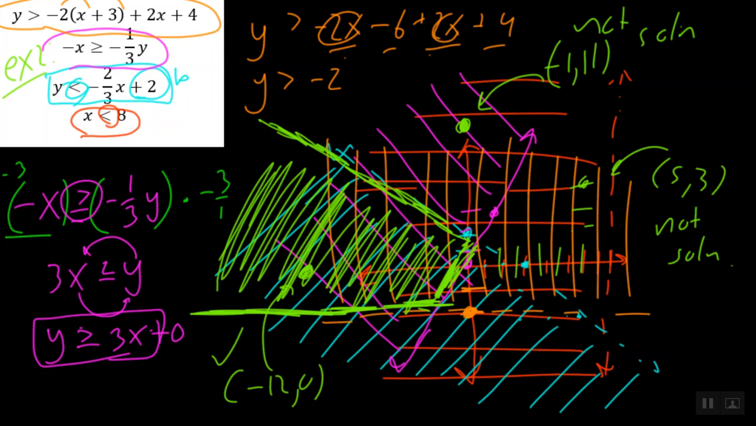So the long and short of it is, for the number of inequalities that we have, our solution can only exist in the region that is shaded by all 4 inequalities.